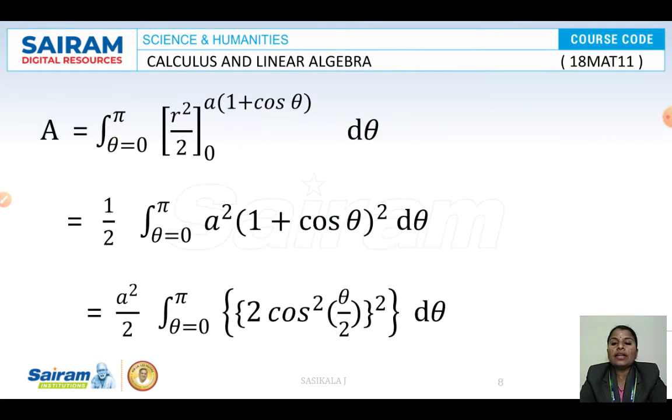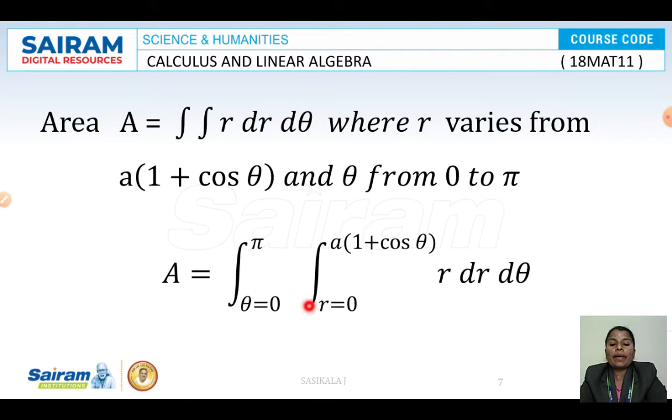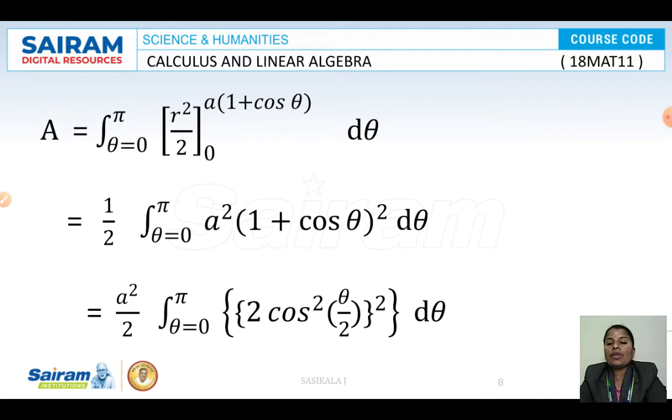So now what is that? Just substitute: integral with theta varying from 0 to pi, r varying from 0 to a of 1 plus cos theta, r dr d theta. Now you can integrate r, which gives r squared by 2, from 0 to a of 1 plus cos theta. So a squared comes outside, with the 1 by 2 already there, a squared by 2, and then 1 plus cos theta the whole squared. 1 plus cos theta I can write as 2 cos squared theta by 2, so I can write 2 cos squared theta by 2 the whole squared.